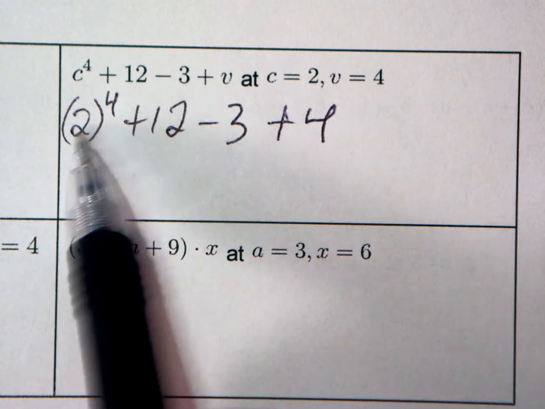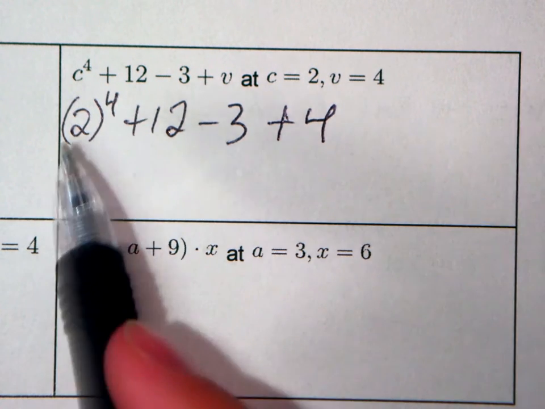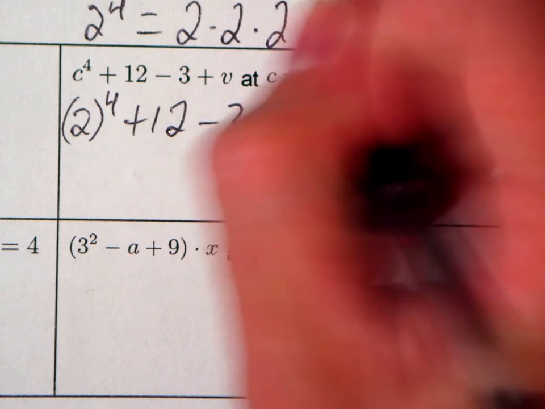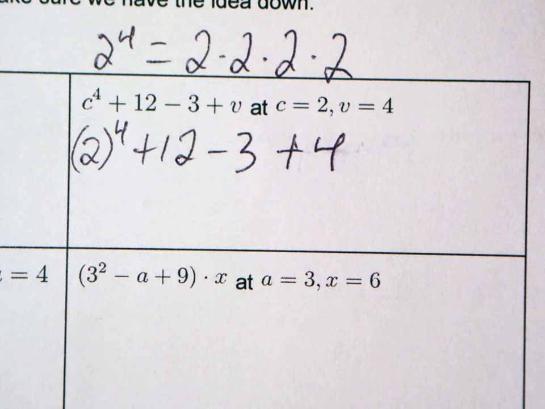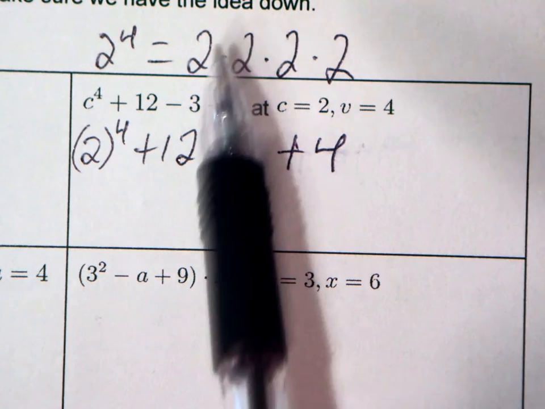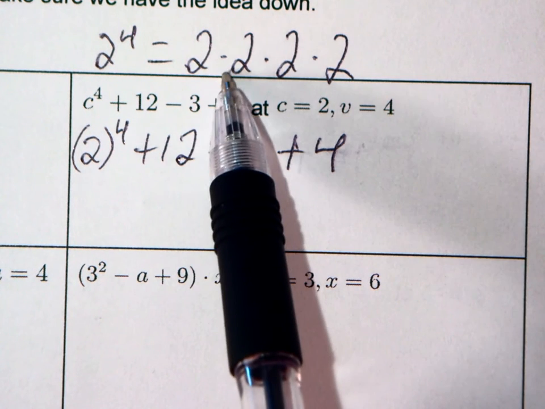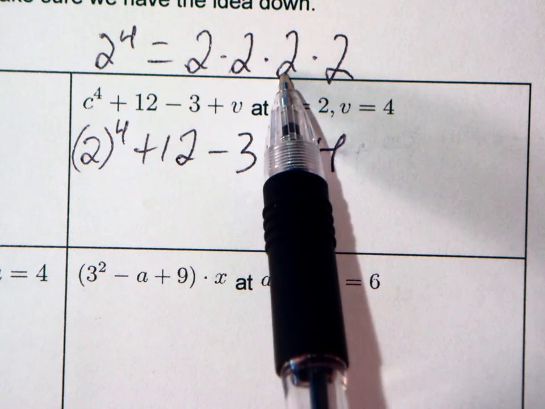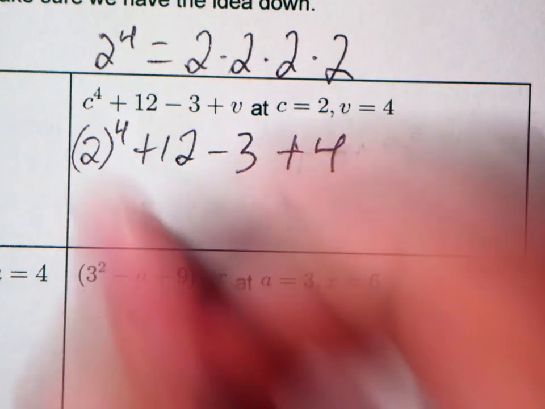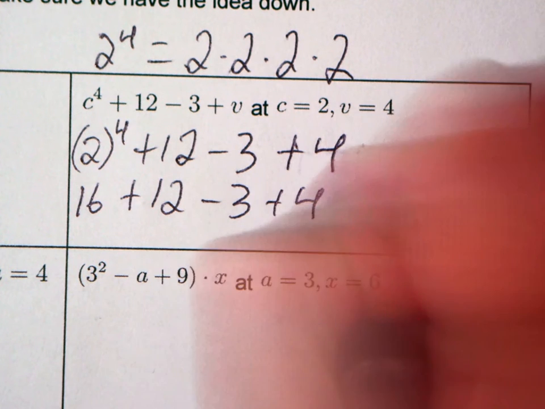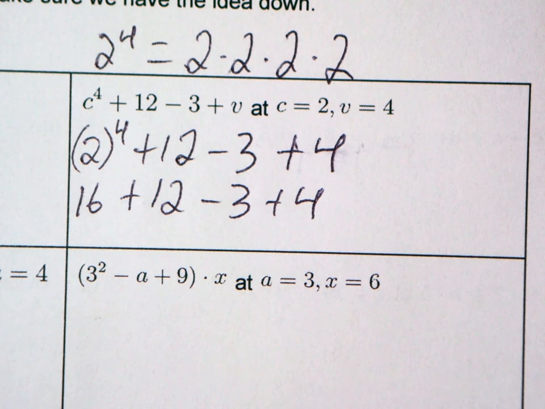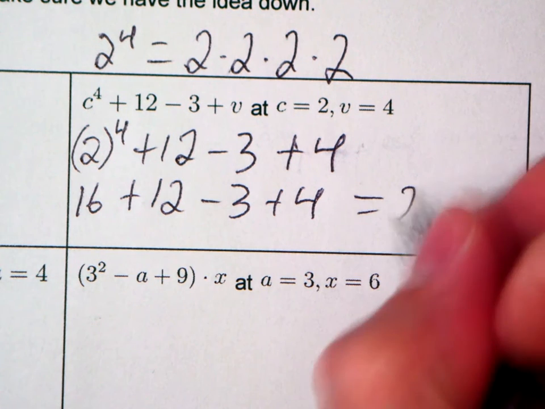So a lot of people are seeing 2 to the 4th power, and they're thinking 2 times 4 is 8. But in fact, 2 to the 4th power is really just 2 times 2 times 2 times 2. We are multiplying 2 by itself 4 times. So if we take that one at a time, 2 times 2 is 4, times 2 is 8, times 2 is 16. So this 2 to the 4th is replaced with 16. Addition and subtraction happen at the same time, so we simply go from the left to the right. And this gives us what, 29? Yeah.